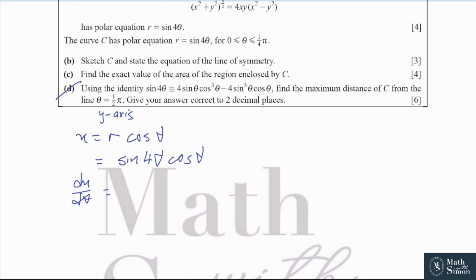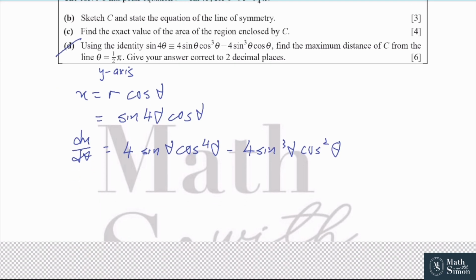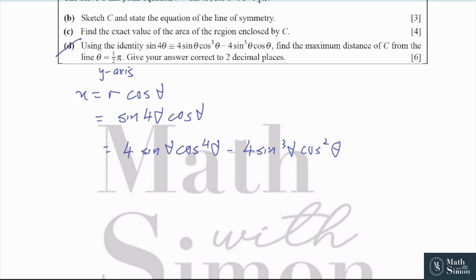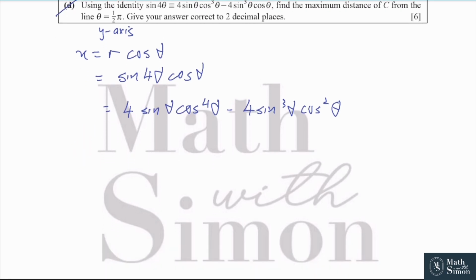So we can already substitute that identity into the sine 4 theta that we have here. After we substitute this identity into the sine 4 theta, and after we multiply that by the cos theta, we will get 4 sine theta cos power 4 theta minus 4 sine power 3 theta cos square theta. Sorry, this is not the dx d theta yet, it is still x. Now we can really start differentiating it. So that's where we look at the dx d theta.